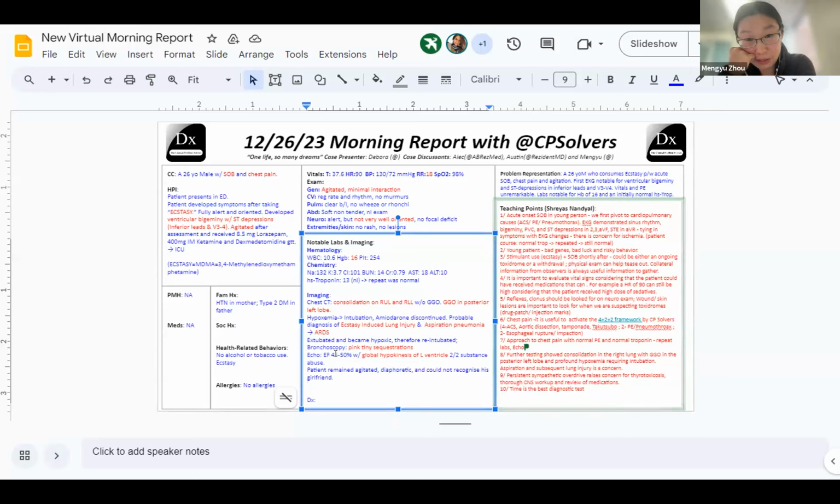I think then the question is whether the underlying process has improved, and I imagine the team got repeated imaging to see if the consolidation or whatever has improved or not. So I think that's one question to answer, and maybe the bronchoscopy that Deborah mentioned that he had will give us some answer.